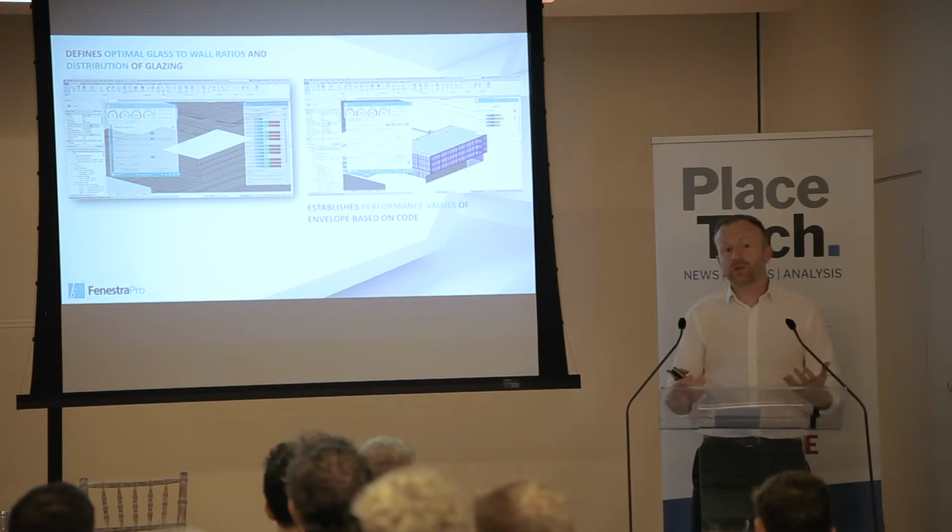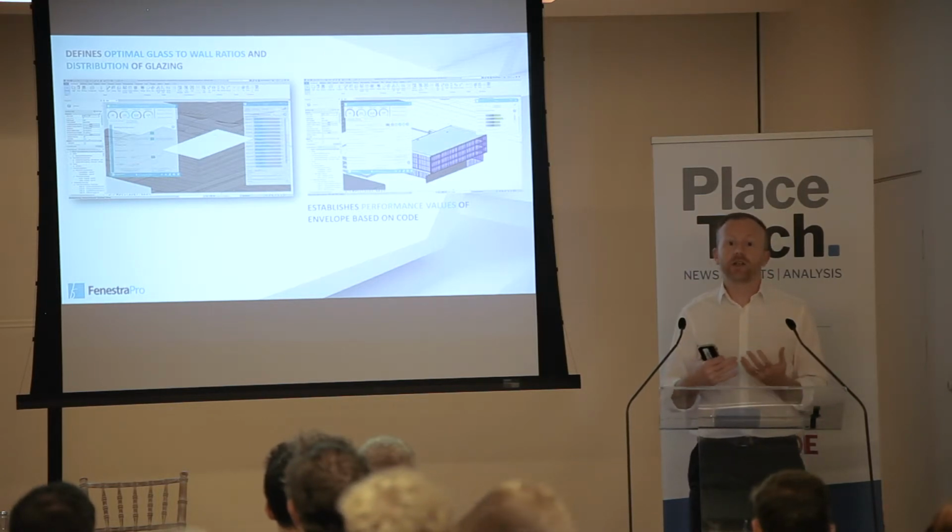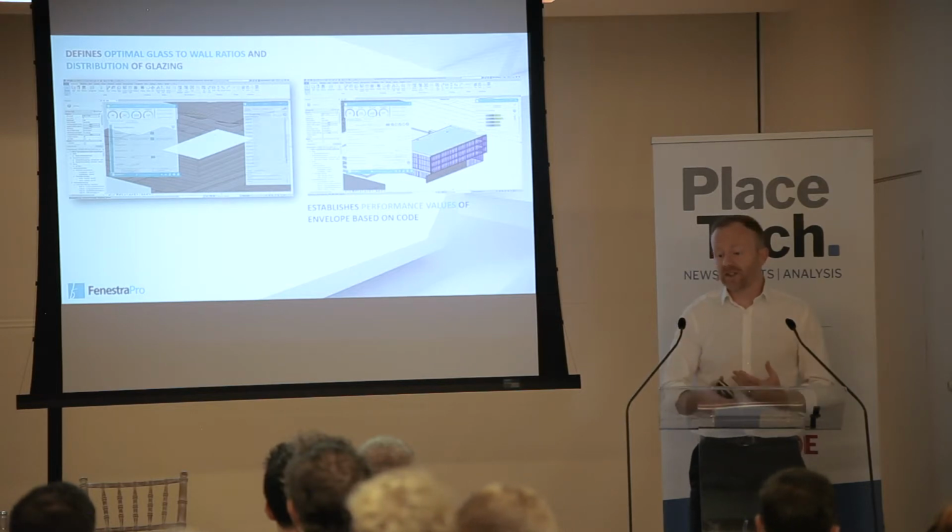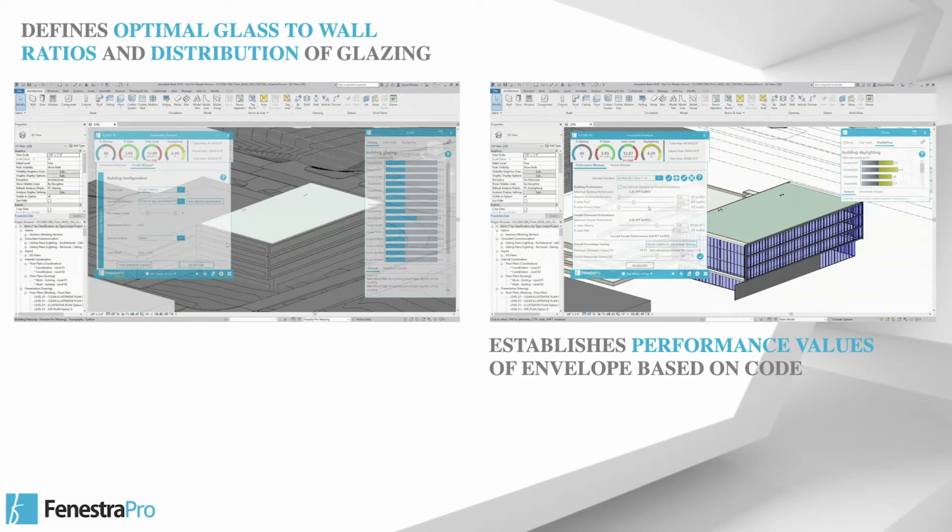But what's the implications of that going to be? Am I going to get massive heat gains? Am I going to start needing to provide shading devices, improved glass types, or whatever that might be? We can establish performance values of the envelope based on code compliance, based on regulations, and see very quickly, does my building comply or not comply? What changes will I need to make very quickly?